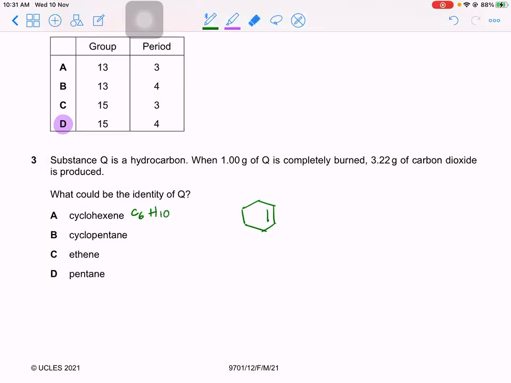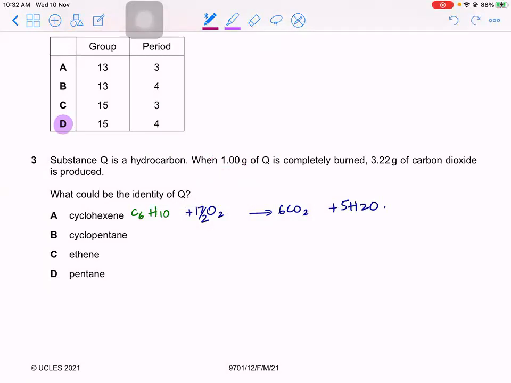So let's check. When you burn this in oxygen, carbon dioxide and water, let's balance it, 6 CO2, and then you have 10 H's here. So you will put a 5 here, 12 plus 5, 17 oxygen. So this will be 17 upon 2. Now let's see, 1 gram of Q.